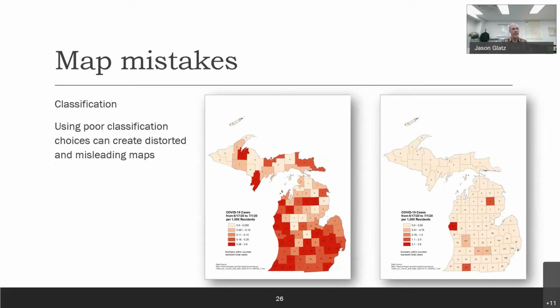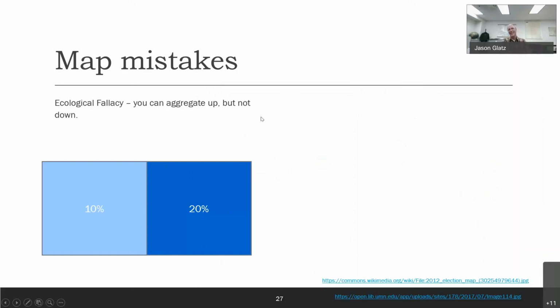And it's the exact same numbers. I just scaled the classifications differently. So don't do that, or at least be cognizant or careful when you're making your maps or your graphics. A couple of other common mistakes here.